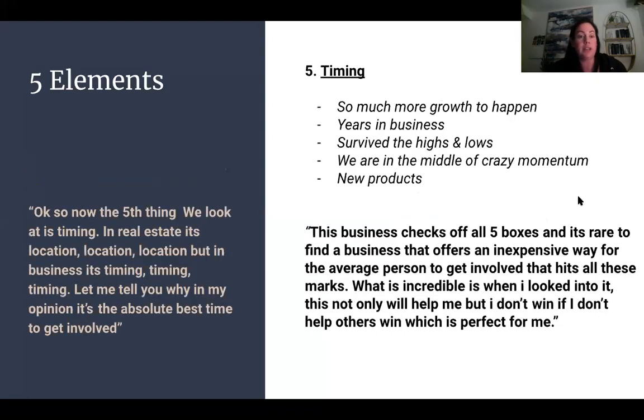All right. Last element is timing. Okay. So you would transition. Okay. So now the fifth thing we look at is timing. In real estate, it's location, location, location. But in business, it's timing, timing, timing.